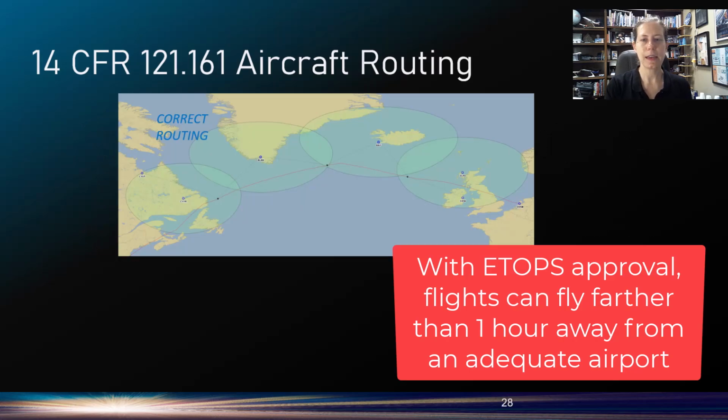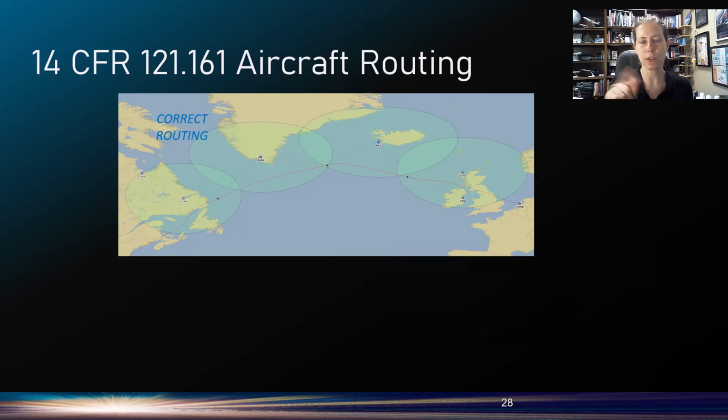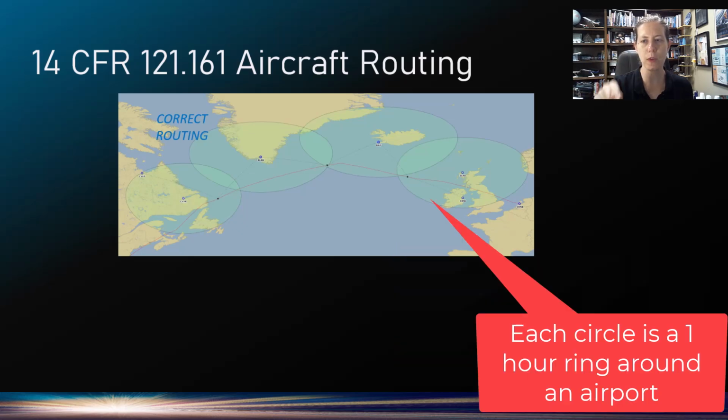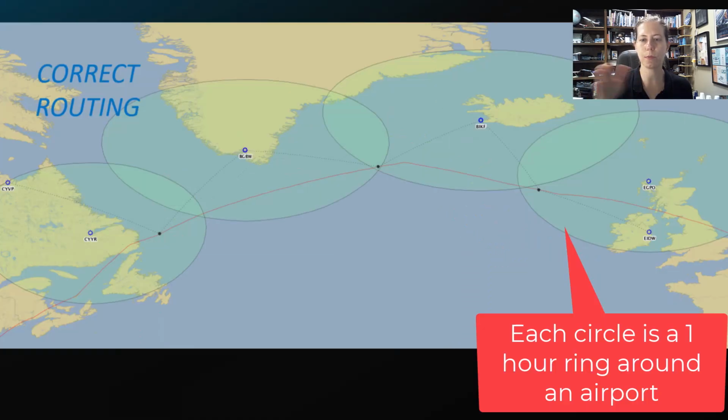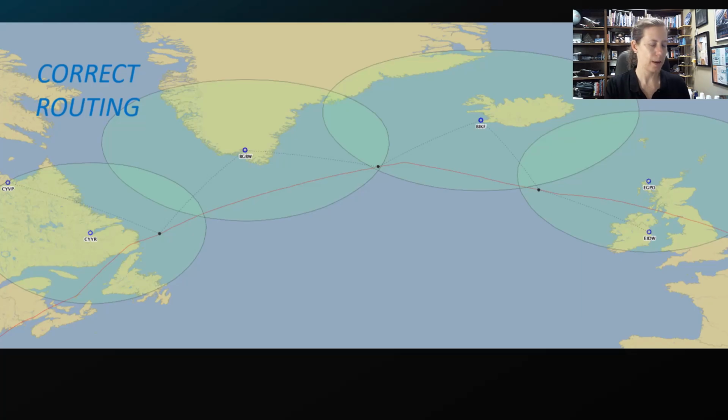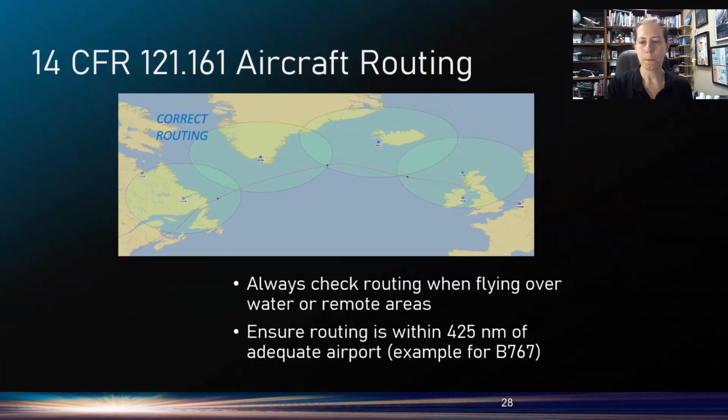So basically, this example is from my old flight planning software I used to use. The circles show me 1 hour rings, and the red line shown here, and I'll zoom in, shows that the aircraft's path stays within those 1 hour rings. So I'm always within an hour of an airport should anything weird happen. For example, for the 767 that we used to operate somewhere that I worked, it was 425-mile rings.